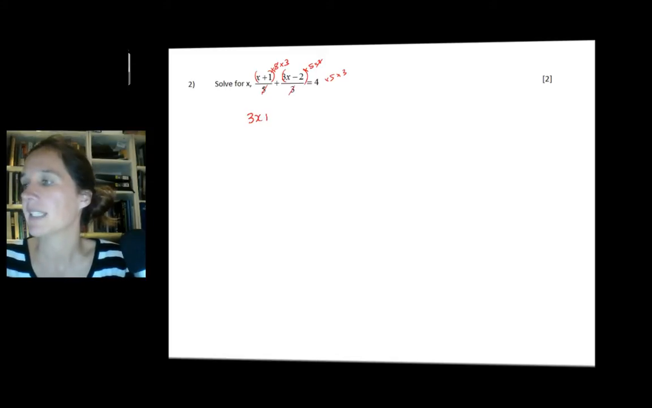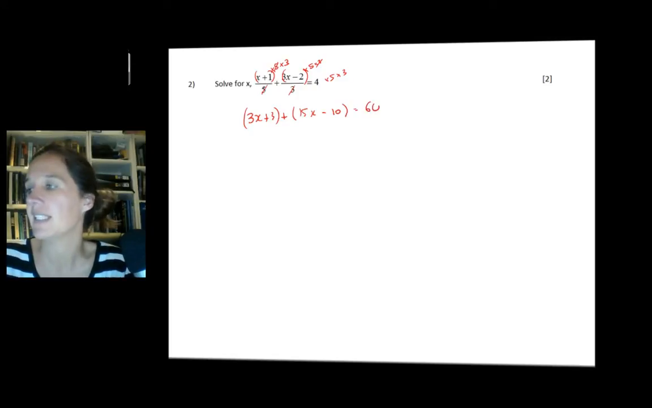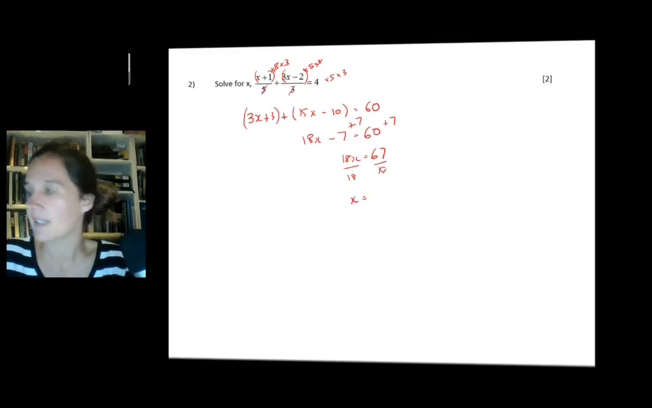So we end up with 3x plus 3 plus 15x minus 10 is equal to 4 times 5 is 20 times 3 is 60. So putting these together we get 18x, plus 3 minus 10 gives us minus 7, is equal to 60. So here we add 7, 18x is equal to 67. We divide by 18, and so x is therefore equal to 3.72, correct to 2 decimal places.